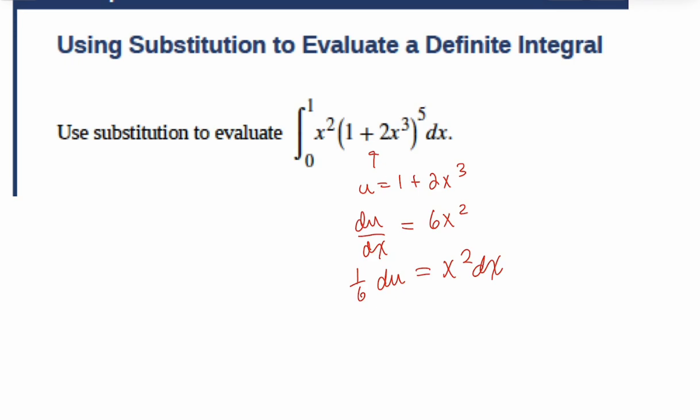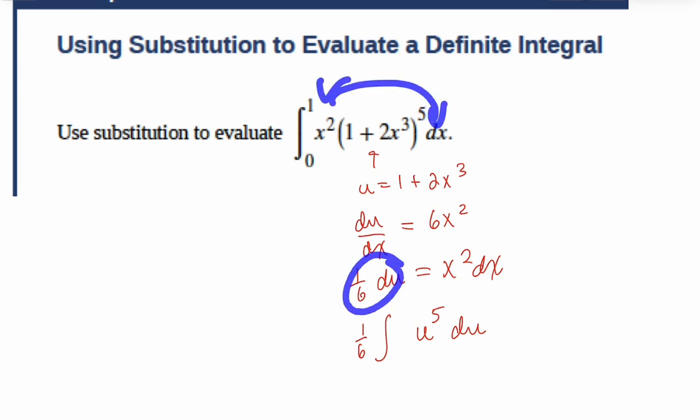So I'm going to do my substitution. I'm going to ignore the boundaries for now. So when I do my substitution, I get 1/6 u to the 5th du, okay? Because this became a u to the 5th. This became a 1/6 du, okay?